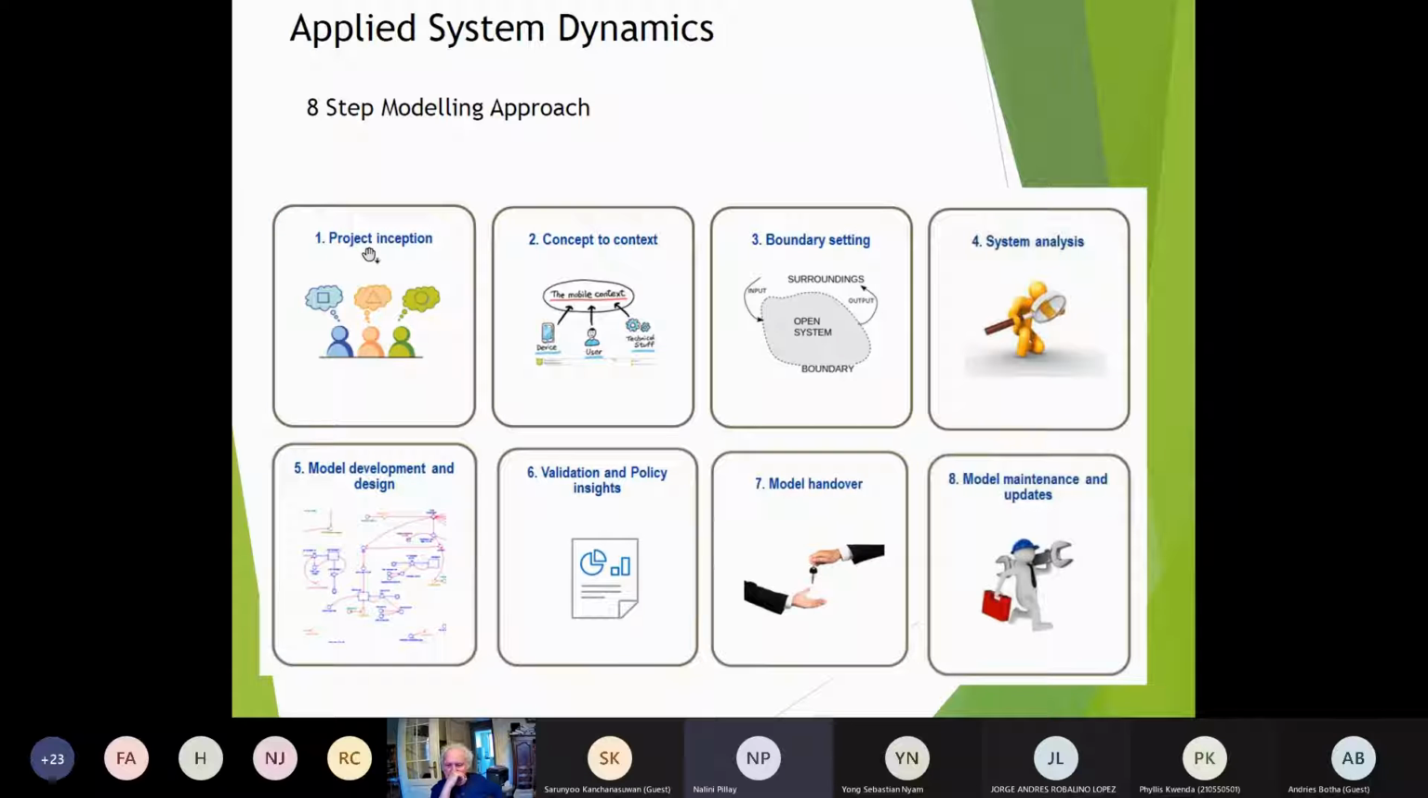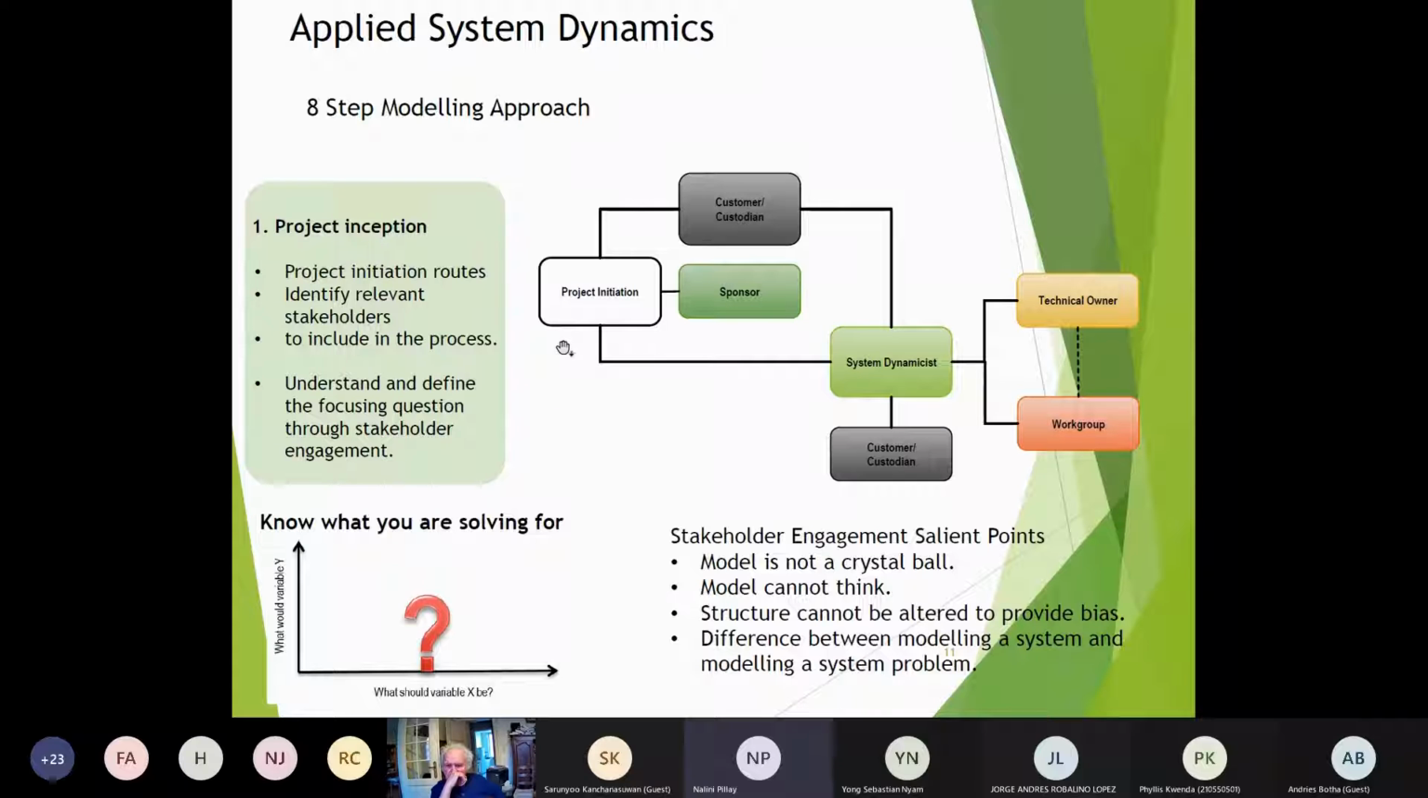the project idea. So we have this project initiated, and then we go to concept to context. We then go to boundary setting. We go to system analysis, followed by model development and design, validation and policy insights, model handover, and model maintenance and updates. And these two are very, very important, yet missed quite frequently in literature. This is what actually allows you to have an extended shelf life in terms of your system dynamics model. I'll go through each of these then in detail, which is my part of the presentation.